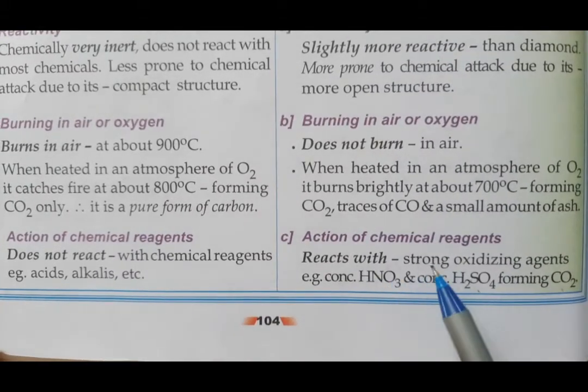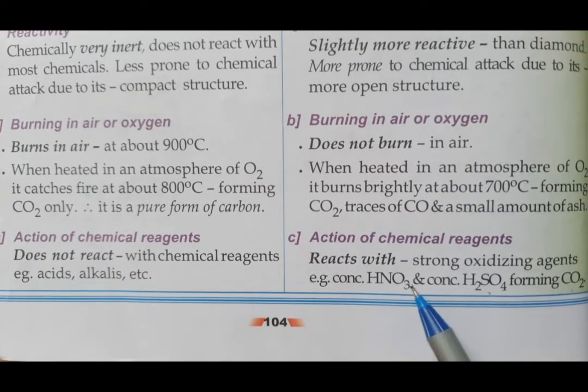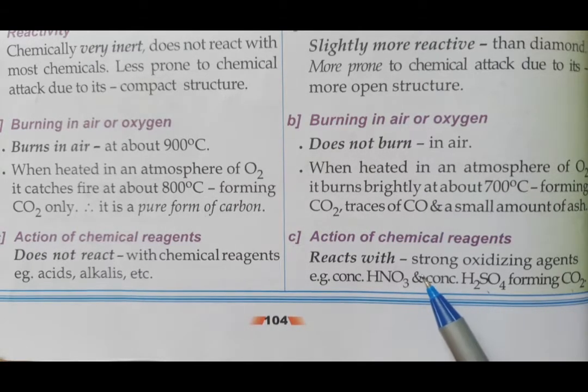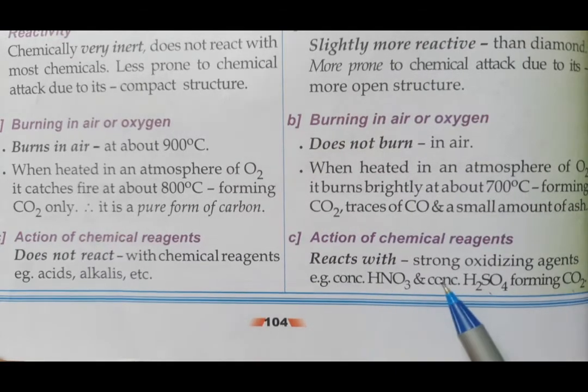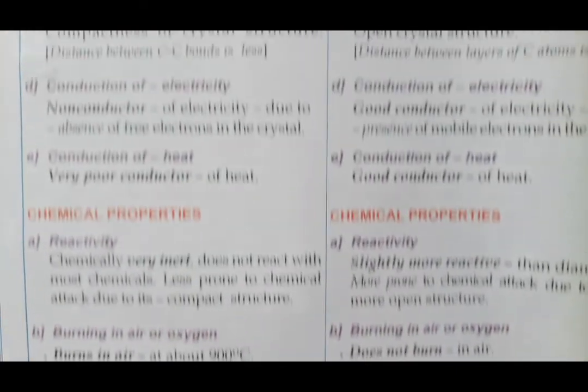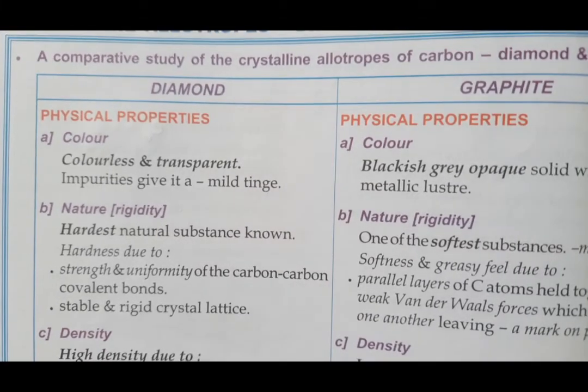And do remember, graphite reacts with strong oxidizing agents like these. So this can be given as an example of an oxidizing agent. If I ask you to give an example of an oxidizing agent, you can make a note of that. Examples are concentrated nitric acid, HNO3, and concentrated sulfuric acid. So these are examples of strong oxidizing agents, students. Clear?